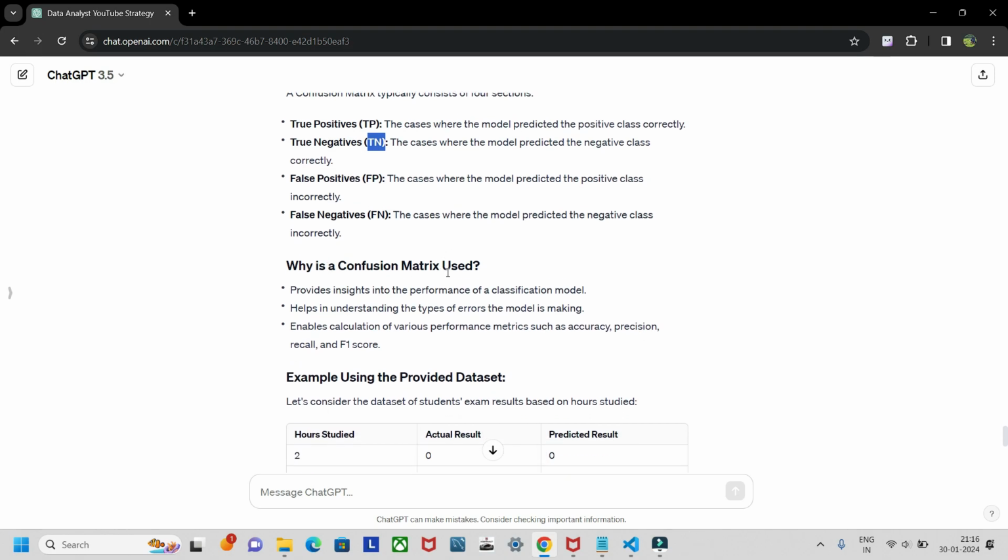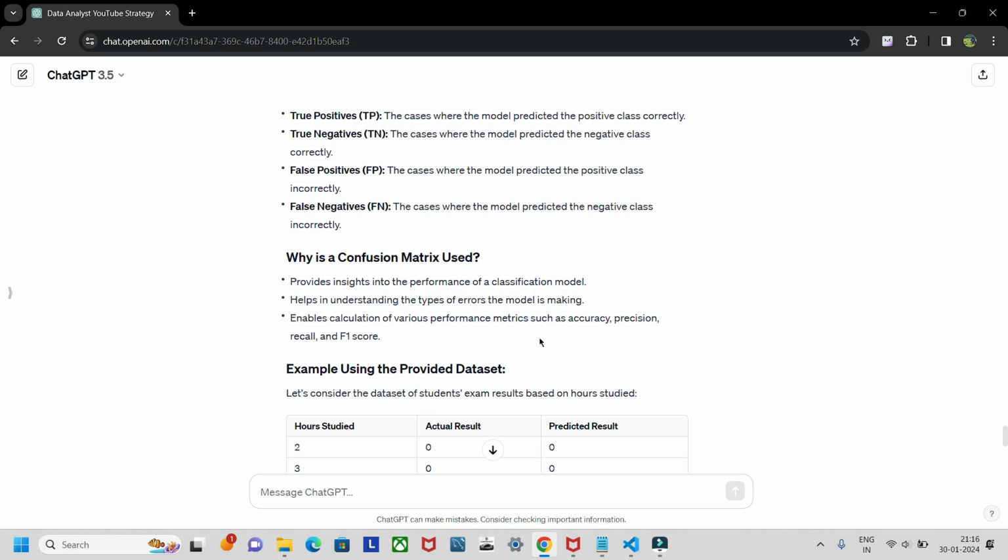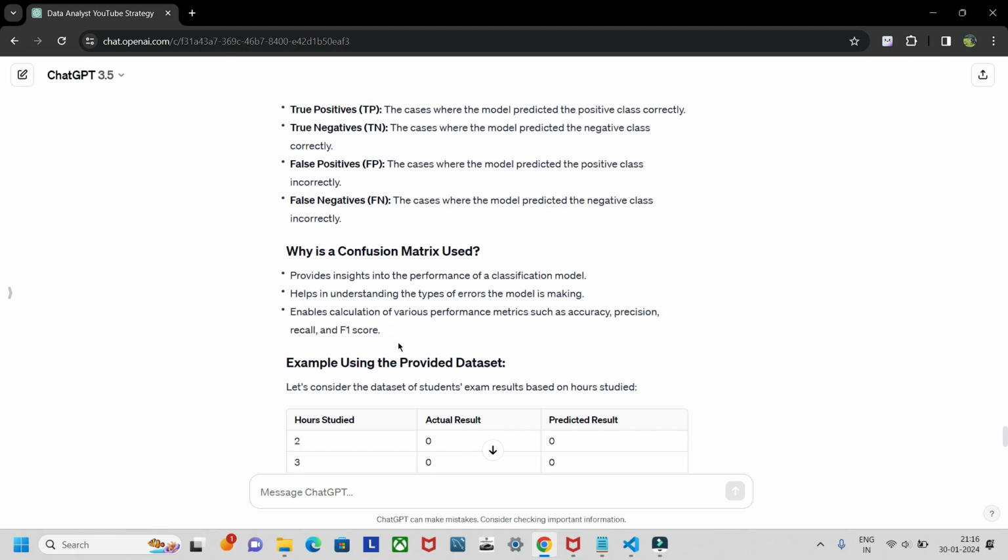Okay, and why is a confusion matrix used? It provides insights into the performance of a model, helps in understanding the types of errors the model is making, and enables us to calculate various performance metrics such as accuracy, precision, recall and F1 score. These are also performance measurement techniques in classification, also known as evaluation metrics. You get this question in many interviews: explain some evaluation metrics for classification models and regression models. In case of classification it is accuracy, precision, recall and F1 score. In case of regression it is, I think, MSE, mean squared error, and root mean squared error, etc.